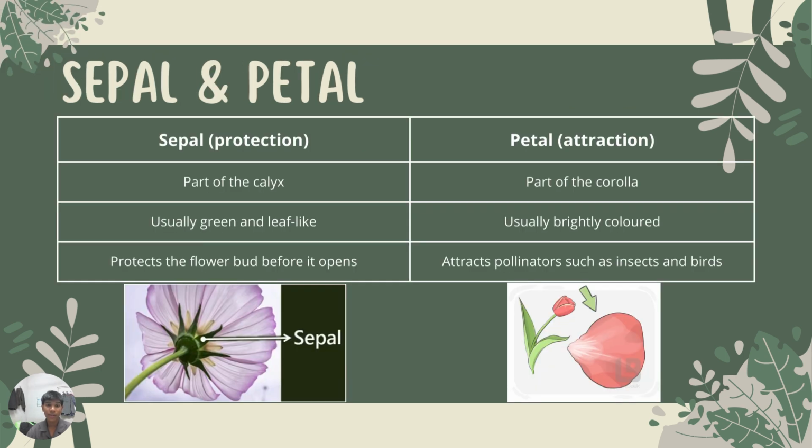For sepal and petal, the sepal is for protection and the petal is for attraction. The sepal is part of the calyx and is usually green and leaf-like, and it protects the flower bud before it opens. As you can see, the sepal is at the back of the flower, and the petal is part of the corolla and is usually brightly colored and attracts pollinators such as insects and birds in the flower.